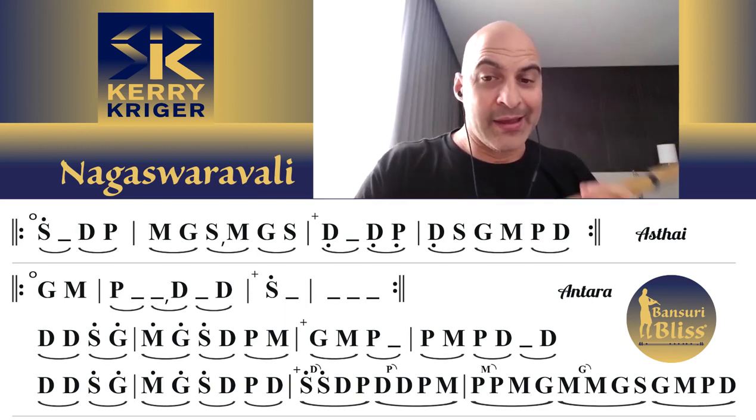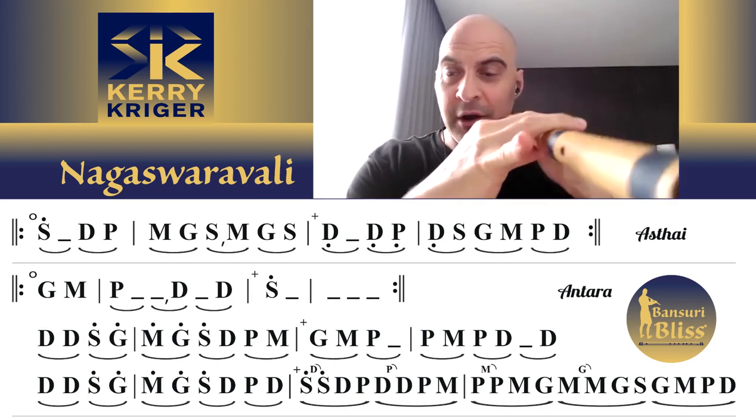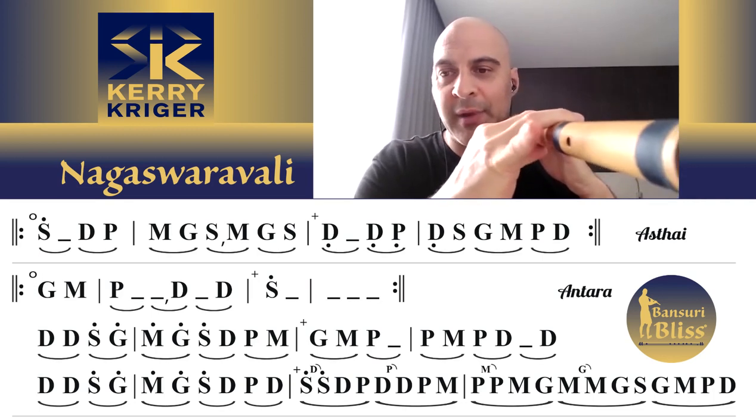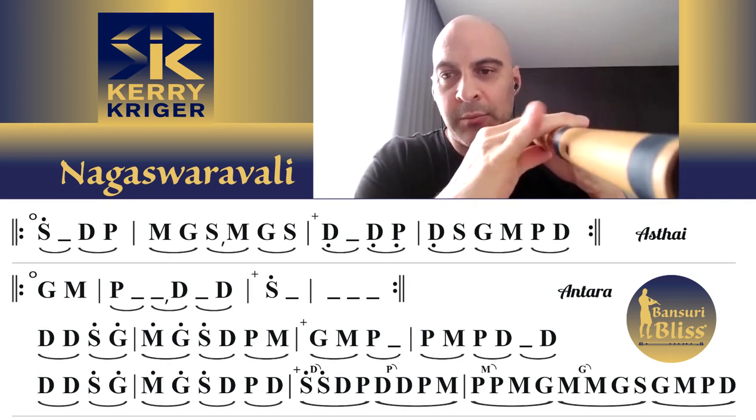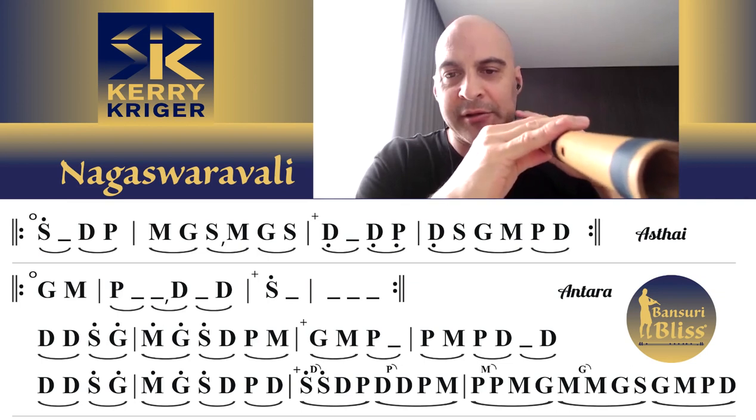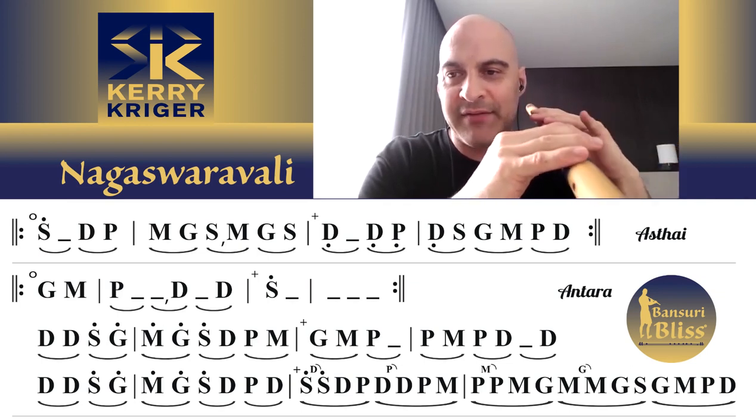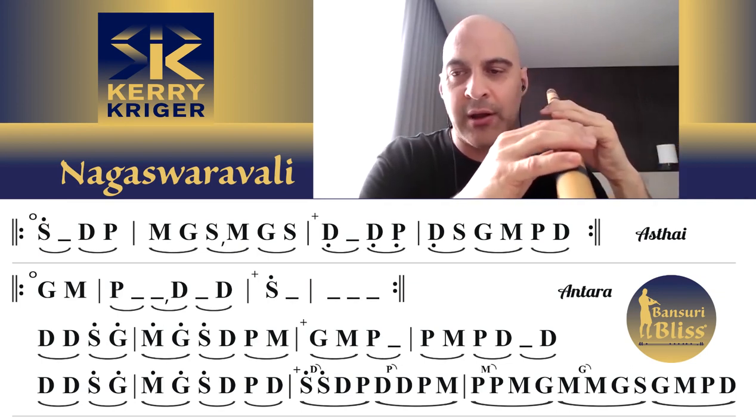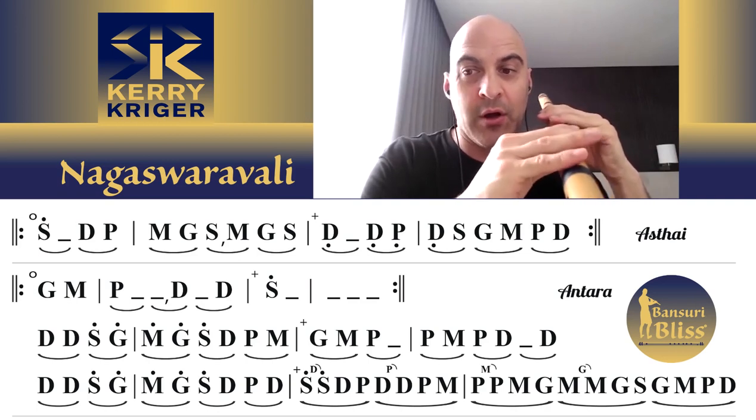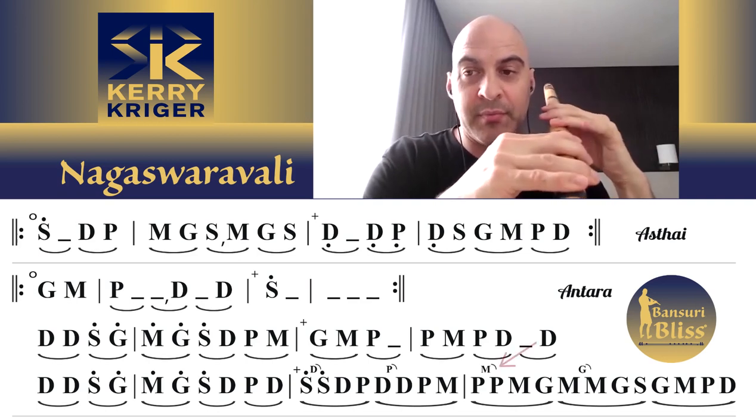So when I get to the pa, I'm going to use the note below, okay? I'm going to use my seventh hole, because that maintains the directionality of everything and that we're using the note below it. But what would you do if you don't have a seventh hole? Then you have a choice.